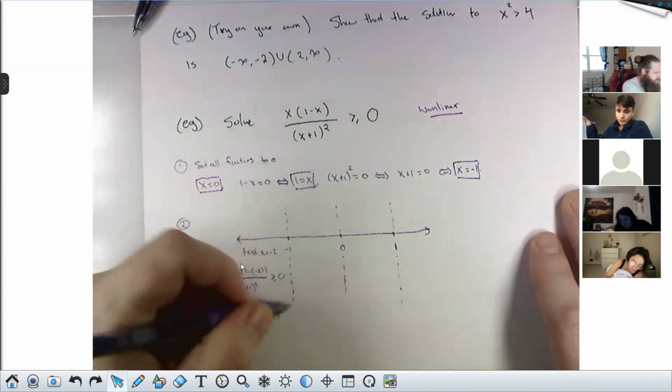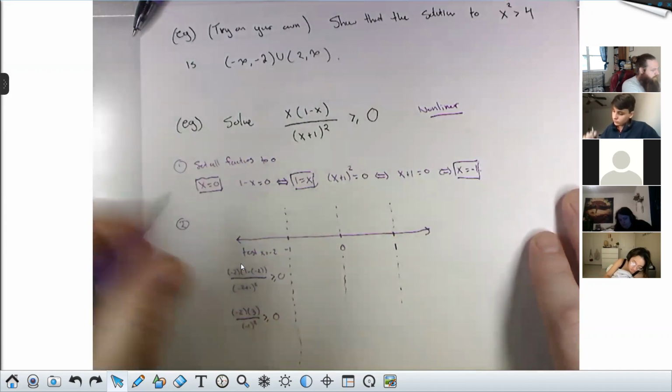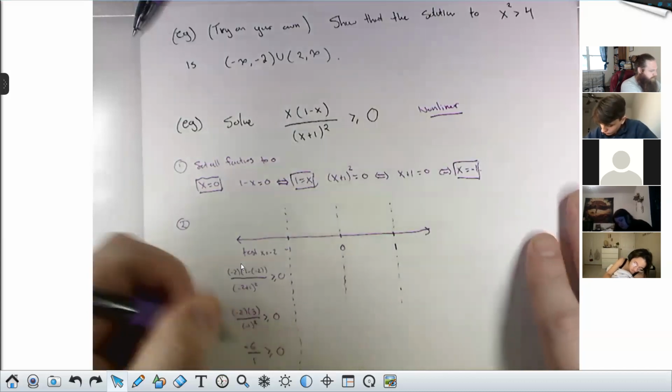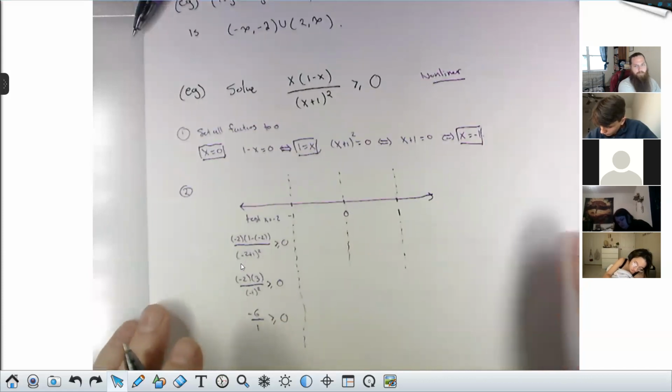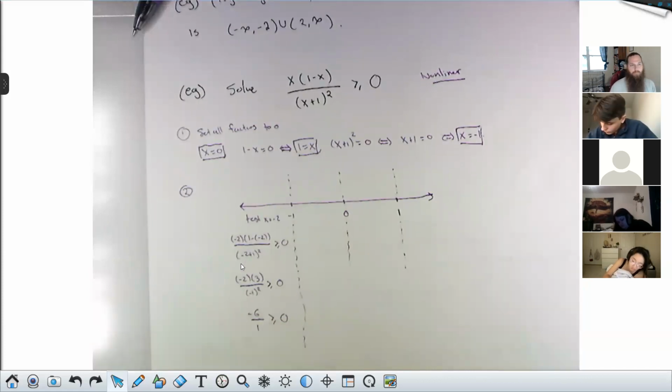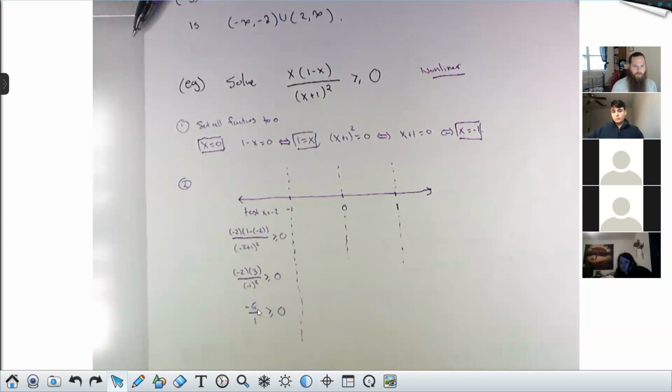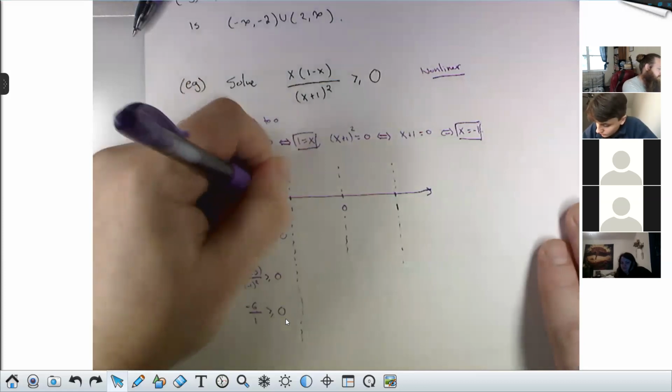Again, this is supposed to be greater than or equal to 0. So upstairs I have negative 2 times positive 3, that's negative 6. Downstairs I have negative 1 squared, that's 1. And is this greater than or equal to 0? Is this a true statement or not? Who can help me out? True or false? False. False, yeah, negative 6 over 1 is negative 6. Negative 6 is not bigger than 0. This is false, so I'm going to cross out this region.